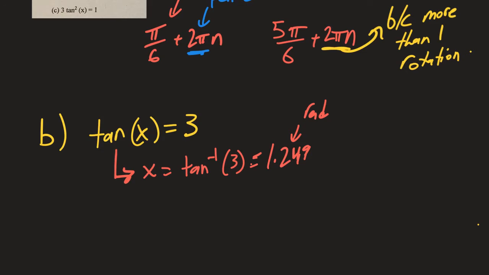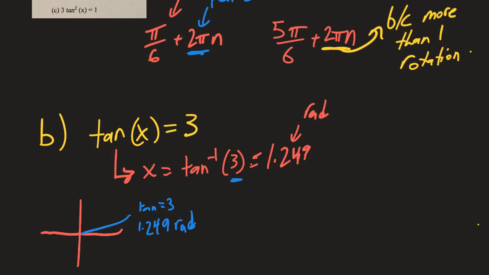And let's take a look at where this angle is. The first thing is there is a tangent over here at this angle, 1.249 radians, that has a tangent of 3. Right? This is where tangent equals 3, and it is 1.249 radians.